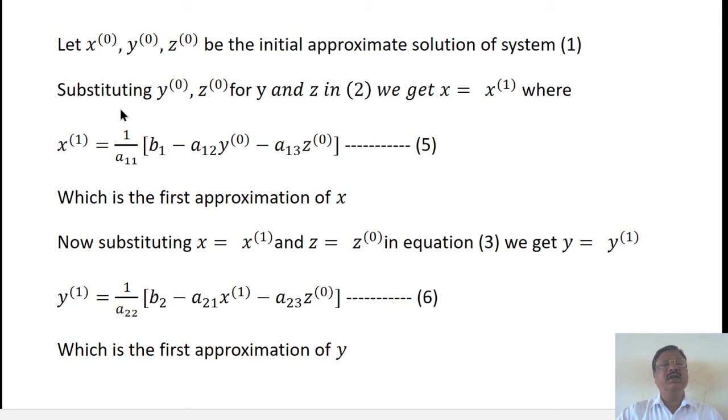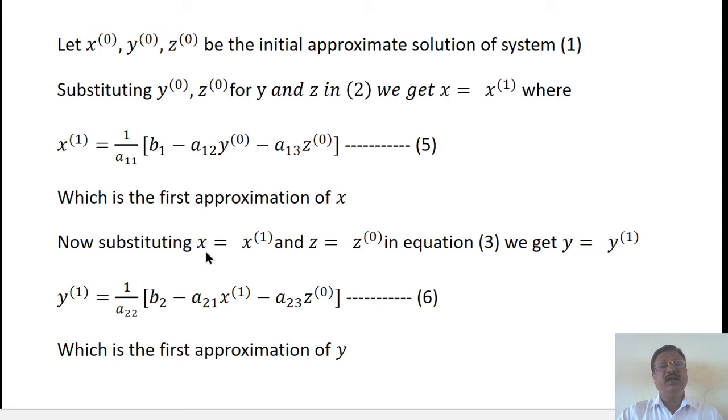Now here we substitute y raised to 0 and z raised to 0 for y and z in equation 2, and that will give you the first approximate value for x, that is x raised to 1. So x raised to 1 is equal to 1 upon a11 times (b1 minus a12 y raised to 0 minus a13 z raised to 0), and it is equation 5. That will form the first approximation for x.